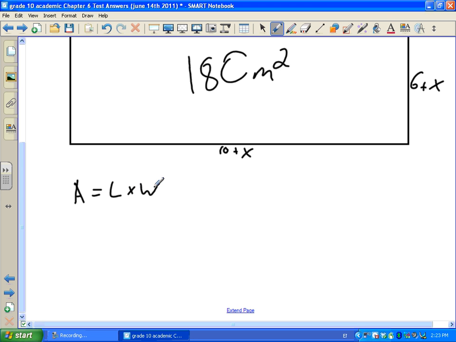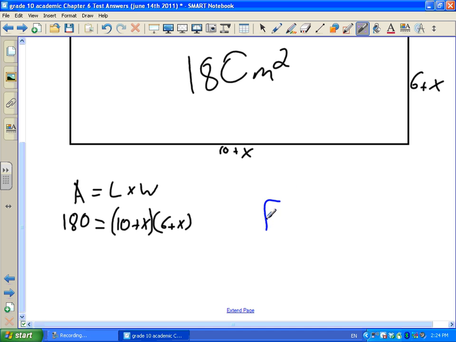The area we're going to replace with 180. The length we're going to replace with bracket 10 plus X, and bracket. And W we replace with 6 plus X. So what I'm going to do now is FOIL this question to make it quadratic.